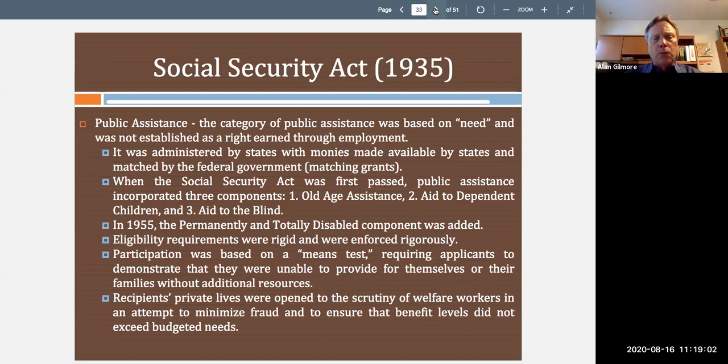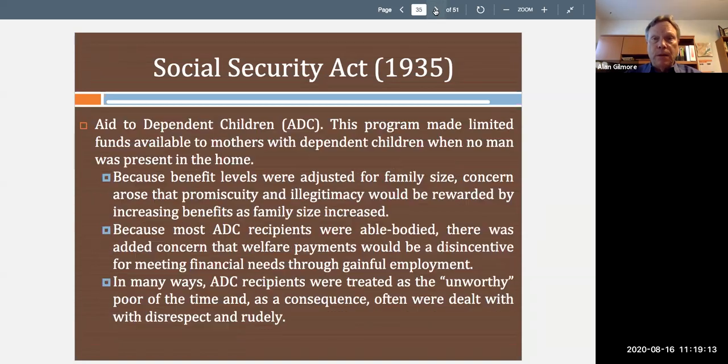There was also a real concern about the federal government prying into people's lives, and that was often a reason why some people declined to participate in these programs. So another piece of this was the ADC, or the Aid to Dependent Children. This was a benefit that became available to families whose primary breadwinner had passed away.